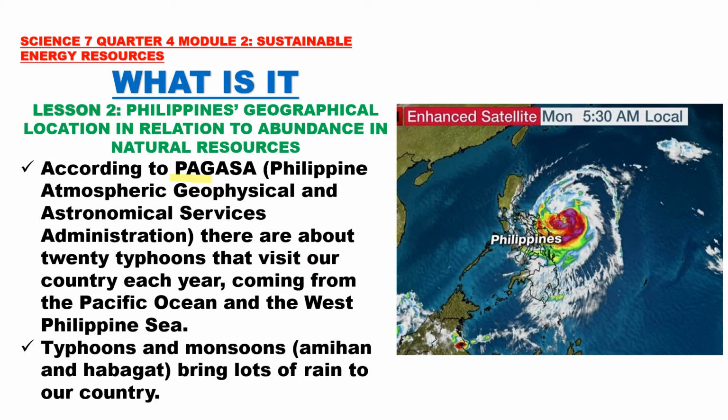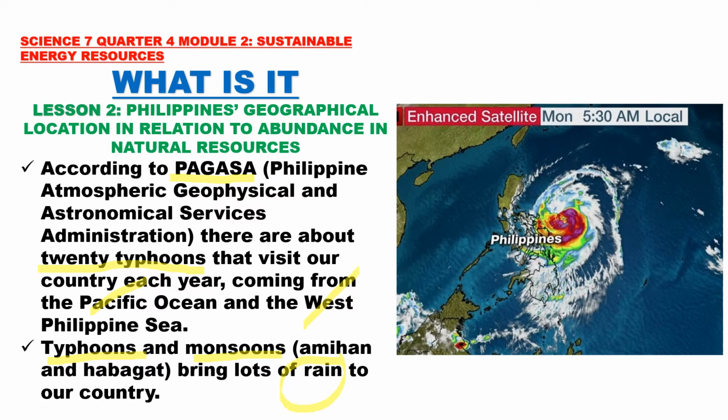According to PAGASA, or the Philippine Atmospheric, Geophysical, and Astronomical Services Administration, there are about 20 typhoons that visit our country each year coming from the Pacific Ocean and the West Philippine Sea. Typhoons and monsoons, amihan and habagat, bring lots of rain to our country.